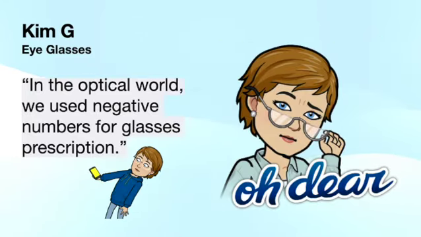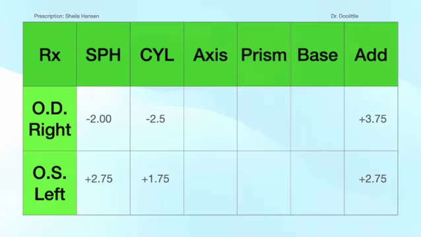Kim works at a company that makes eyeglasses, and she says in the optical world, we use negative numbers for eyeglass prescriptions. So with your eyeglass prescription, if you have a negative number in the first column, the negative number means nearsighted, and a positive number means farsighted.